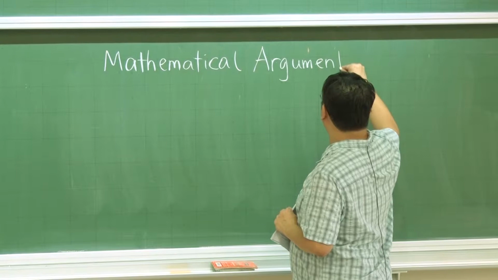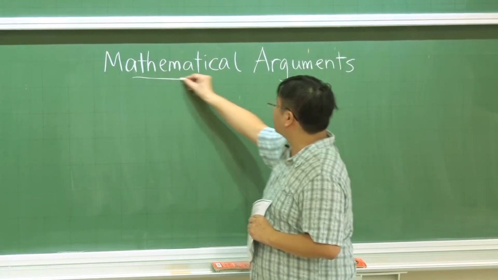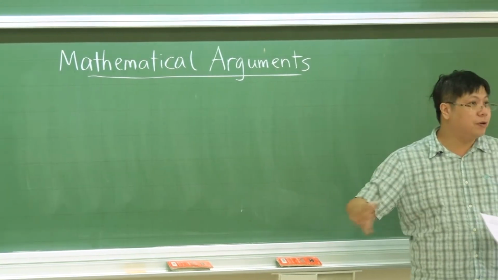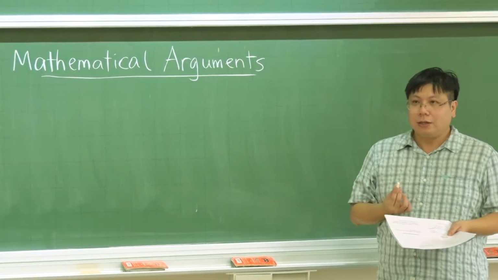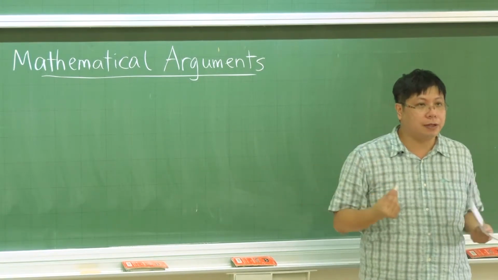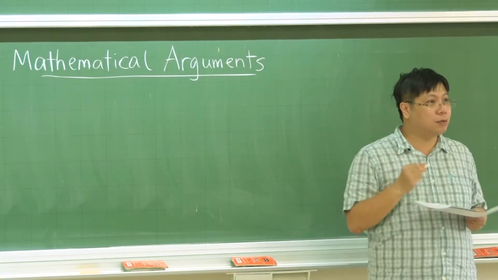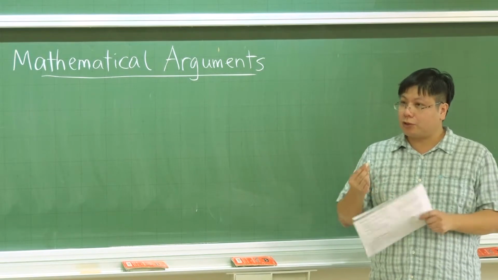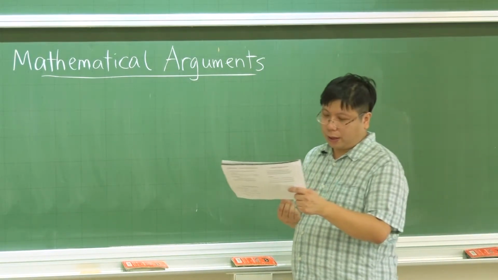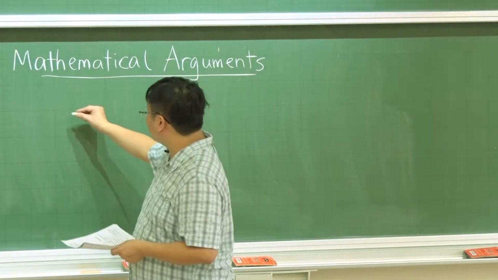So what is a mathematical argument? We write down, usually in the proofs that we look at every day, you will see that someone writes down some sentence, and some sentence, and some sentence. And then after a certain number of sentences are written, there may be a short conclusion. I will give you an example.